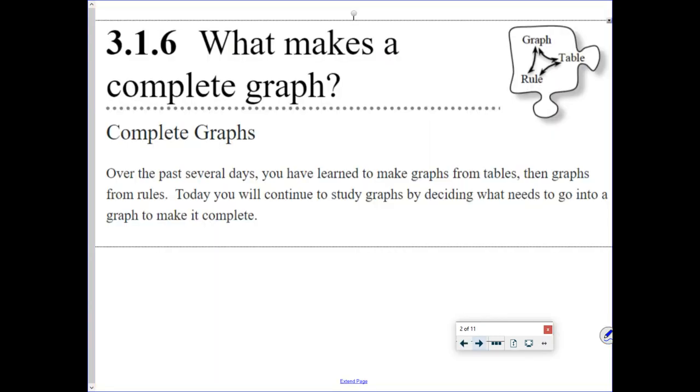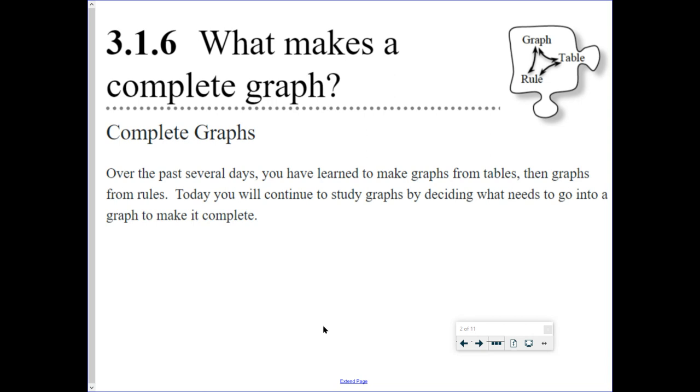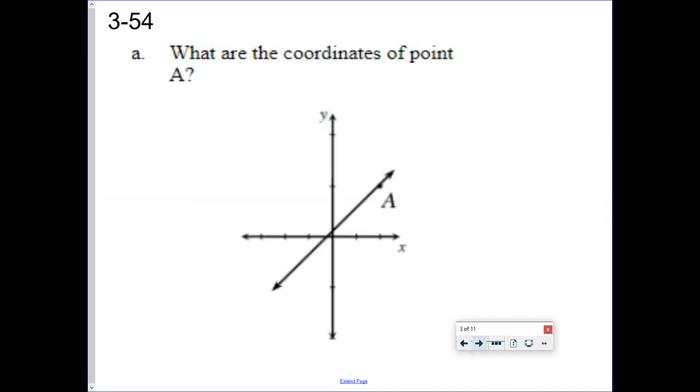What makes a complete graph? That is the goal for today, complete graphs. Over the past several days, you have learned to make graphs from tables, then graphs from rules. Today, you will continue your study of graphs by deciding what needs to go into a graph to make it complete. First of all, we do need to answer some questions here. So please type in or please write on your paper.